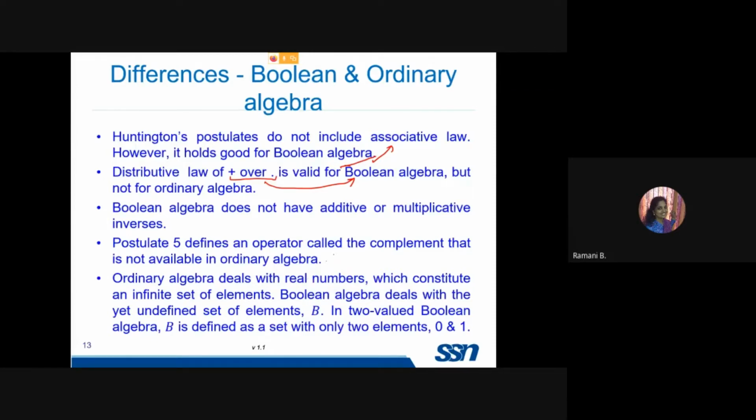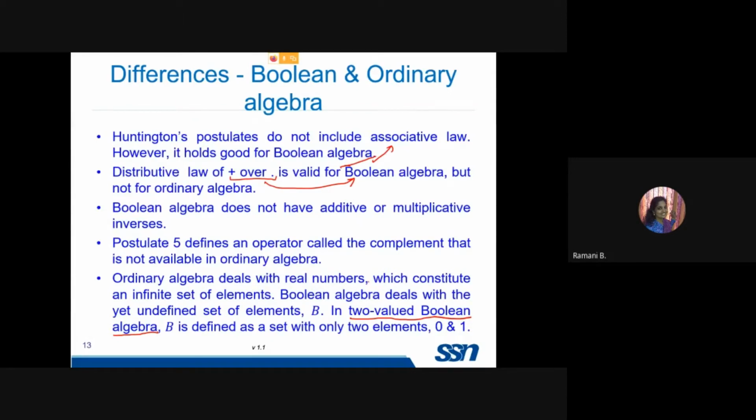And ordinary algebra generally deals with the real numbers, which is an infinite set of elements, whereas in Boolean algebra, the set of elements is not yet defined. So we see an example with the two-valued Boolean algebra. And we use this two-valued Boolean algebra as such everywhere. We don't use any other logic.